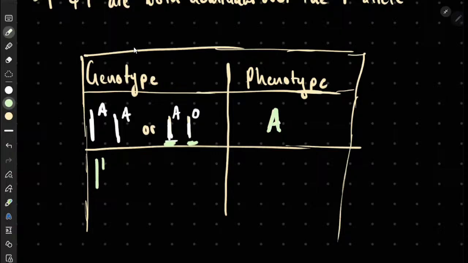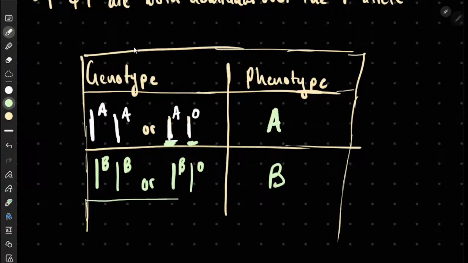If you have the allele for B and another for B, or if you have the allele for blood group B and blood group O, then what we see is blood group B. This is what you will be. Are we together?